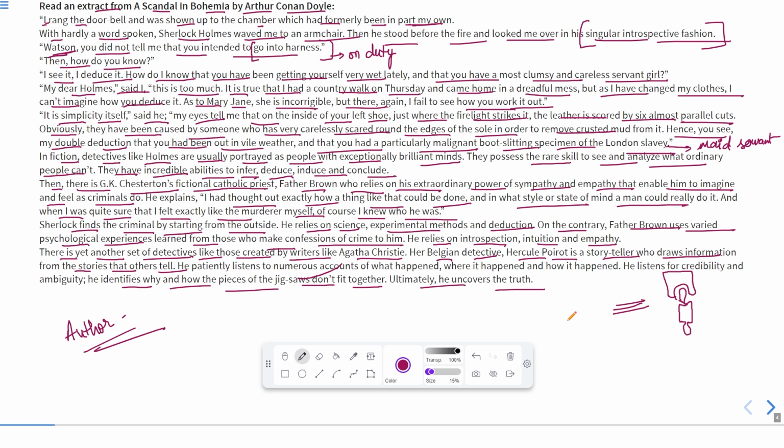So in this passage we have discussed different detectives and their styles of investigating a case. In this we have seen Sherlock Holmes, another detective, Father Brown, and another detective, Hercule Poirot. So these are three different detectives and their different approaches of investigating a case. So this passage is about different detectives and their styles of investigating a case.